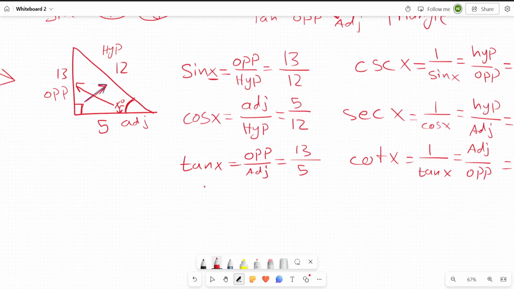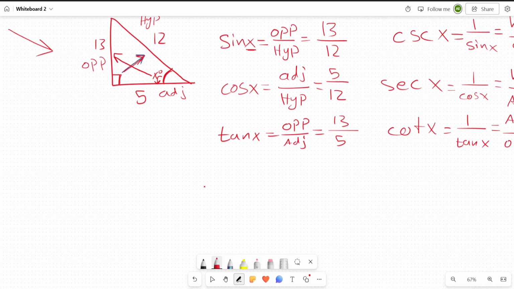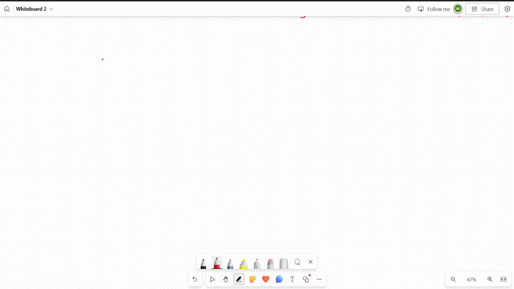Let's take some examples and see how we can use the sine, cosine, and tan in order to solve problems. So let's start by saying, let's say I have this right angle triangle. I have this angle as 40 degrees.